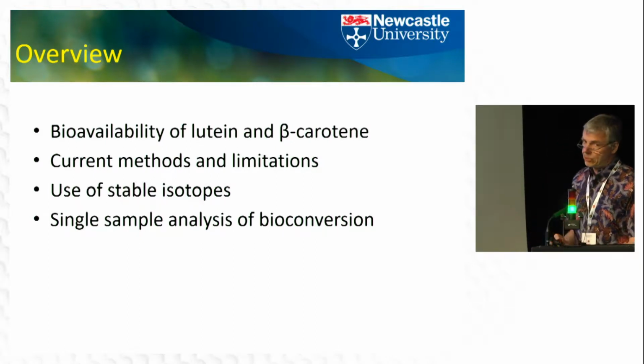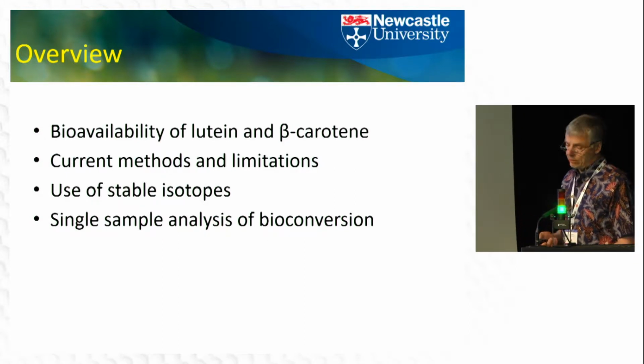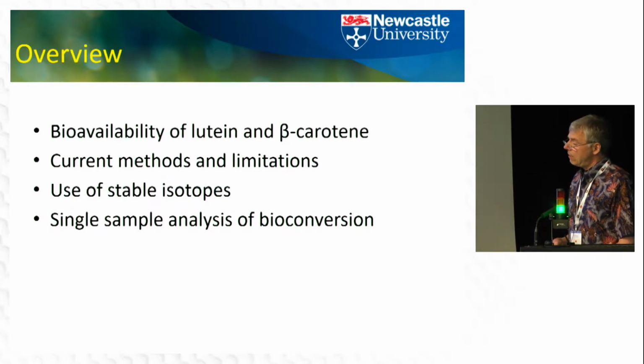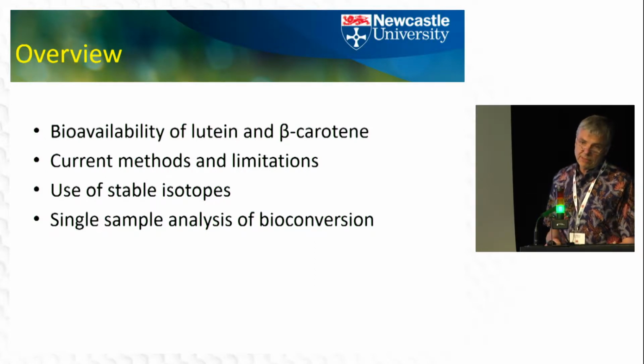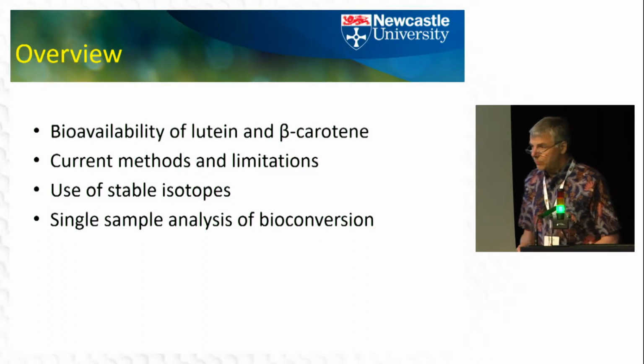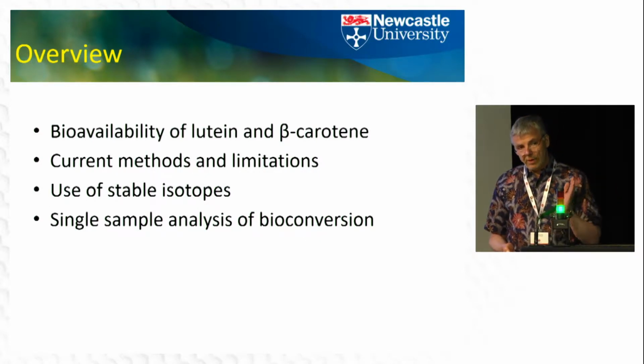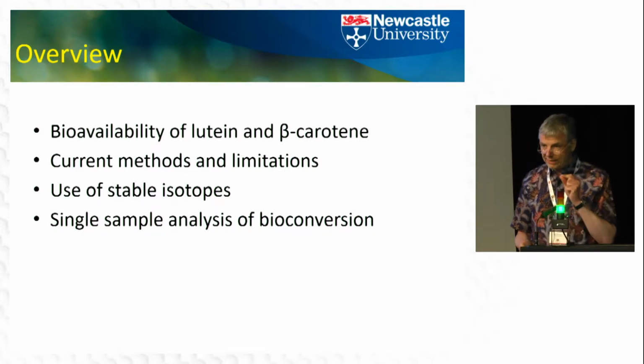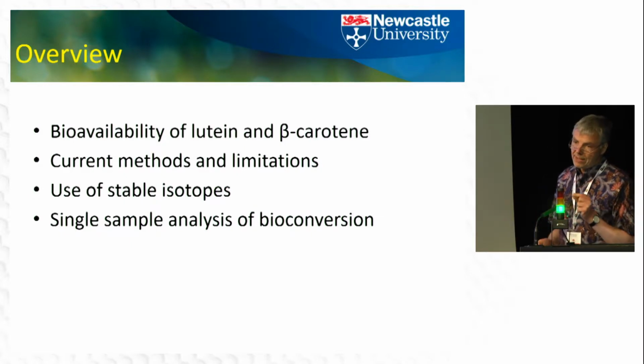So in terms of the topics I'm going to talk about today, first of all, bioavailability of lutein and beta-carotene. Then also looking at the current methods and their limitations, the use of stable isotopes and why I think this is a really neat way of trying to address this question. And then also trying to show you that we can overcome the problems in field settings by measuring bioavailability and bioconversion by just simply using single blood measurements and getting the exact same information that we get by taking a multiple range of blood samples and area under the curve. So I'm showing that to you in the end.